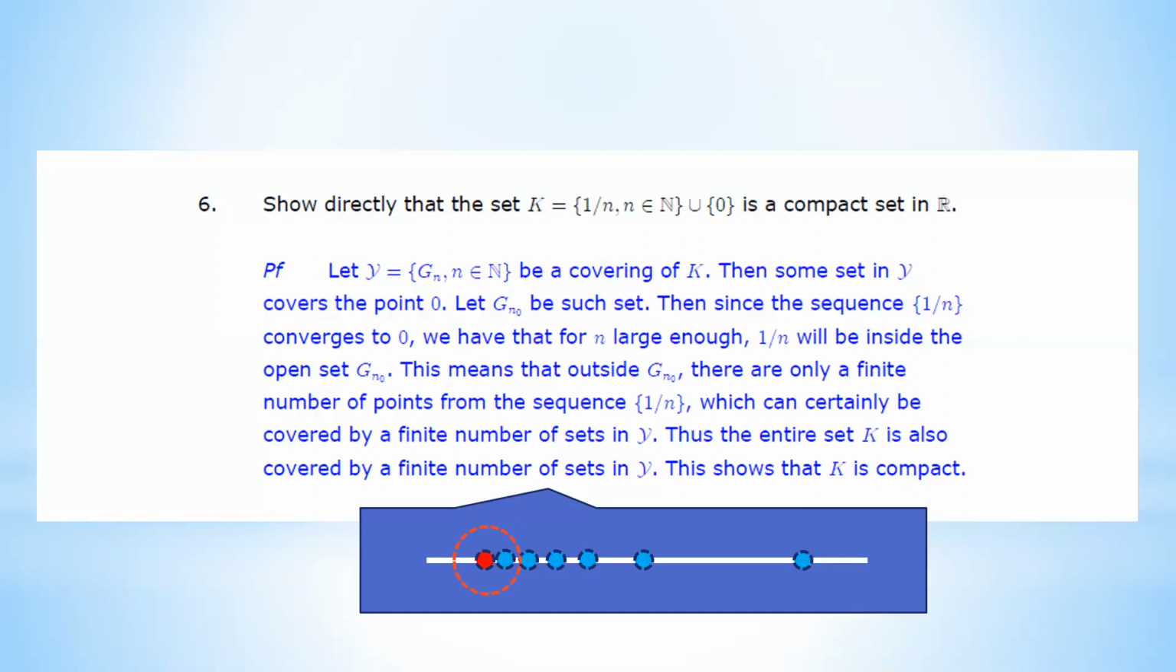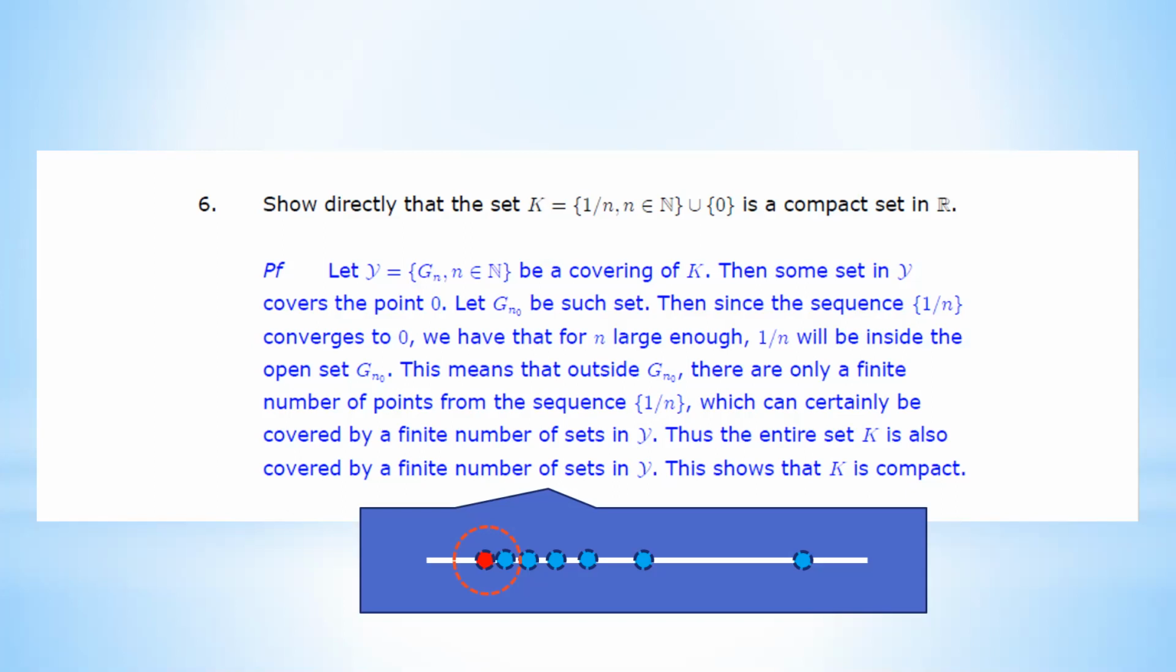So here we're given a sequence, K equals 1 over n. It's a very simple sequence, including the limit. The limit is equal to 0. So the sequence plus the limit together, union together, you form the set called K. And what we want to show is this K is compact. It's a compact set.